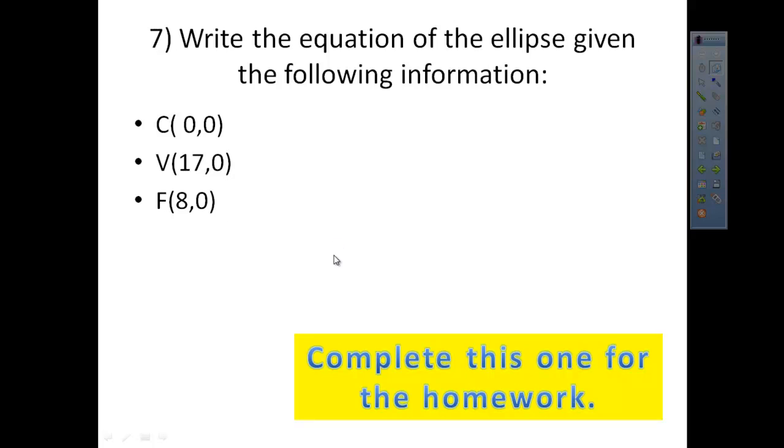Here's another problem I'd like you to complete for homework. Again, find the equation of the ellipse in standard form, given that the center is at 0, 0, a vertex is at 17, 0, and a focus is at 8, 0. Feel free to pause if you need more time to get this down.